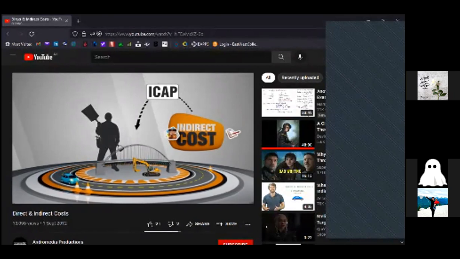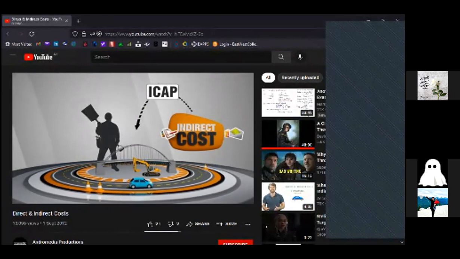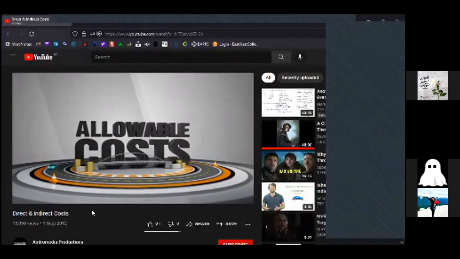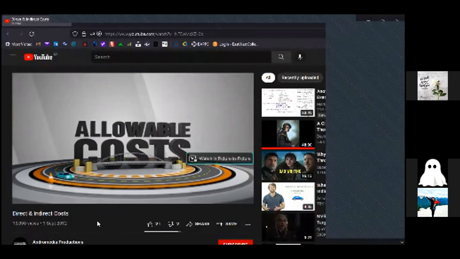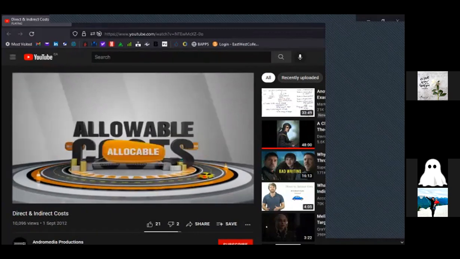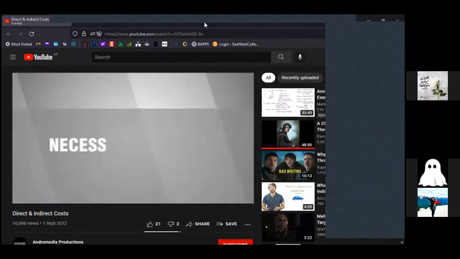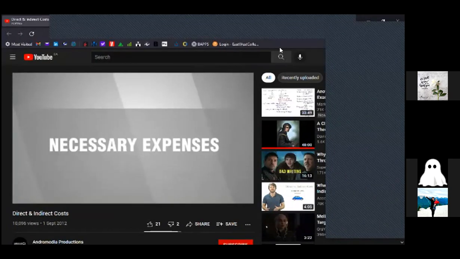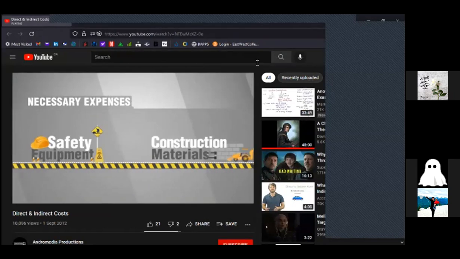Now that we have discussed the difference between direct and indirect costs, let's go back to the three conditions an expense must meet in order to qualify as allowable. As you may remember, the expense must be necessary, reasonable, and allocable to the project. First, necessary expenses are those without which the project cannot be completed. Some good examples are safety equipment or construction materials such as steel and asphalt.